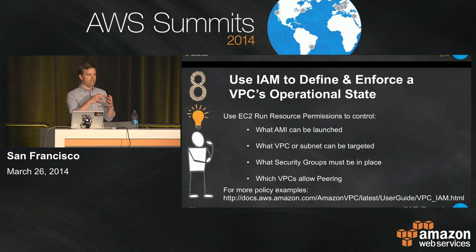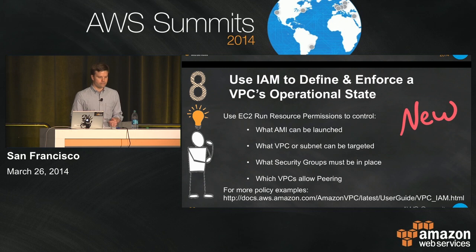You can have things like: this dev group can only launch these dev AMIs in this dev VPC. If they try to launch an instance that doesn't meet all of those requirements in the EC2 Run command, then the command will fail. Similarly with production, you might have very standardized and approved AMIs for your production deployments, and you can finally control not only who can deploy those AMIs, but what security groups can be on them and which VPCs they can be launched in. There are more details in the link there.